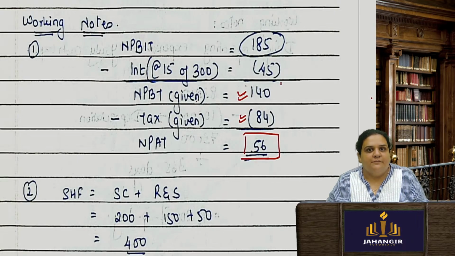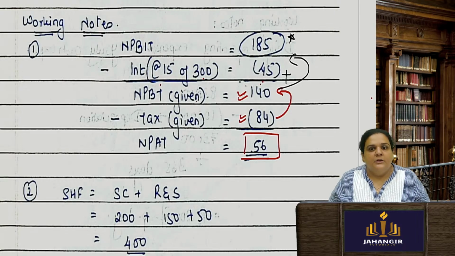Now if I want to go reverse, interest is given to me: 300 into 15% will be 45. So when I go reverse, I will add this to 140 plus 45. Only then I'll get this 185. 185 minus 45 will give me 140. Since I'm going reverse, I'll change the sign. Net profit before tax plus interest will give me net profit before interest and tax here. So I got this NPBIT, I have NPAT.